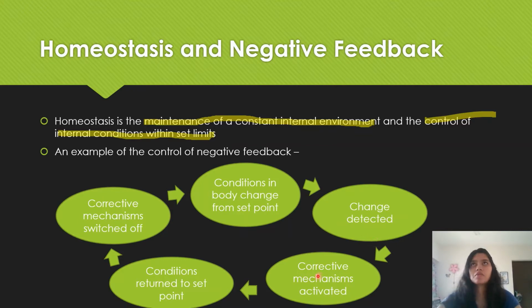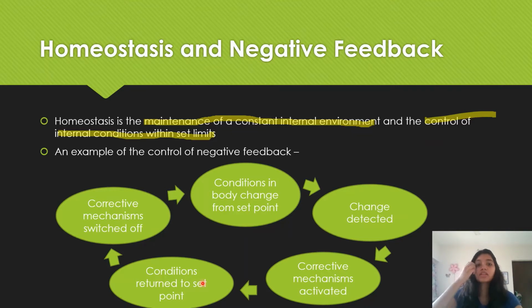And there are mechanisms to correct this change that are activated. Some of these mechanisms are discussed later in this chapter, so I will not get into them now so I don't confuse you. But corrective mechanisms are activated, and the conditions return, that means your body temperature returns to 37 degrees Celsius, and so these corrective mechanisms are switched off. Then another condition may change, and this cycle repeats. This chart, this kind of circle, is found in your textbooks and online, and I find it really helpful to explain how negative feedback and homeostasis work.